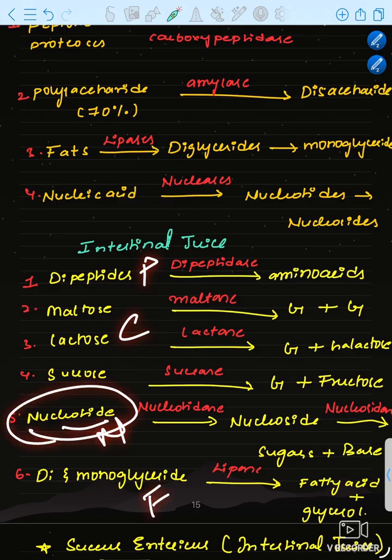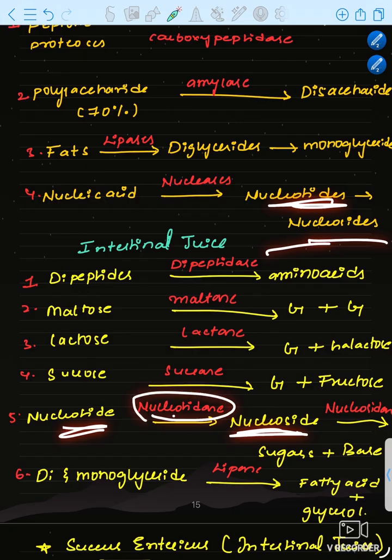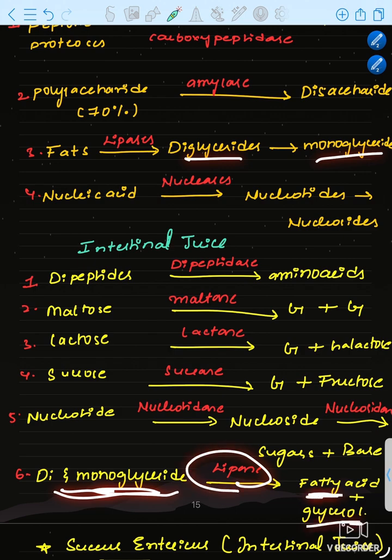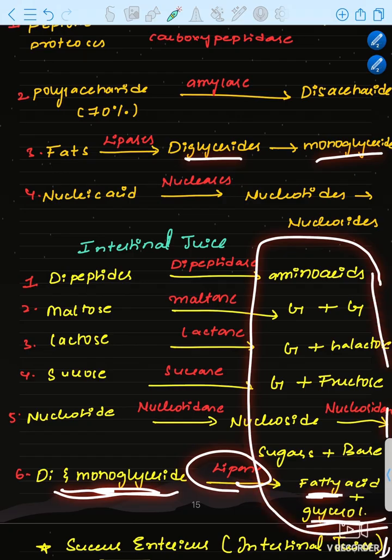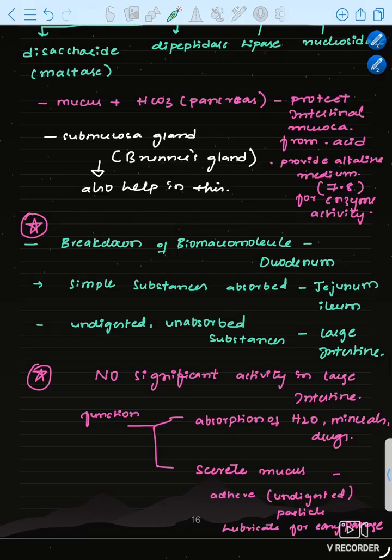In nucleic acid, nucleotides are there. Nucleotides will be broken down into nucleosides by nucleotidase, and nucleosides will be broken down into sugar and bases by nucleosidase. And di- and monoglycerides, in the presence of lipases, will be broken down into fatty acid and glycerol. These are the ultimate simple absorbable substances.